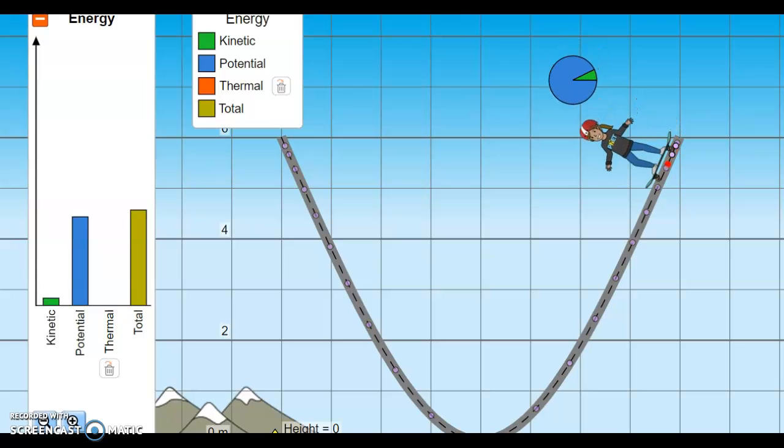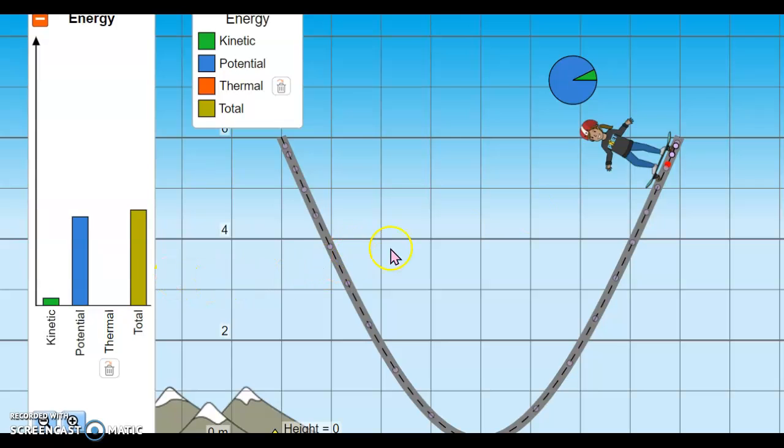So, you see that? Once the girl reaches the upper track here, all of the kinetic energy has changed to potential energy. As she goes down again, the potential energy is converted back to kinetic energy.